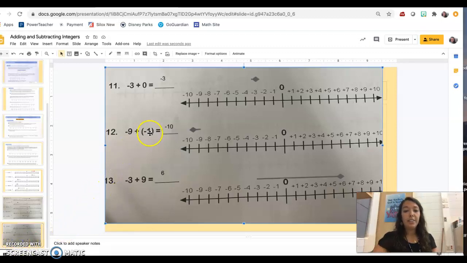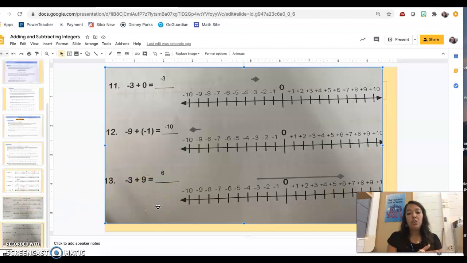Okay, so let's see if yours look like mine. So on 11, I got negative 3. You didn't actually move anywhere because when you add 0 to anything, it stays the same. We got negative 10 on number 12 because we went down 1, and they were the same sign, so you just keep the sign and add. And then on the last one, we went to the right 9 and got positive 6. And if you look at the numbers, we had more positives. It was a greater absolute value.